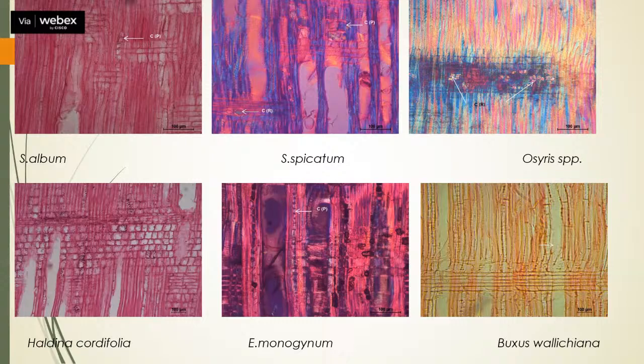The location of the crystals has already been told. Chambered crystals in parenchyma, and in case of Santalum spicatum, here they are in rays and parenchyma, and in Osyris, the crystals are located only in the ray cells. And here in Erythroxylum monogynum, we can see the chambered crystals in parenchyma. And in case of Buxus felicina, we can see the scalariform perforation.